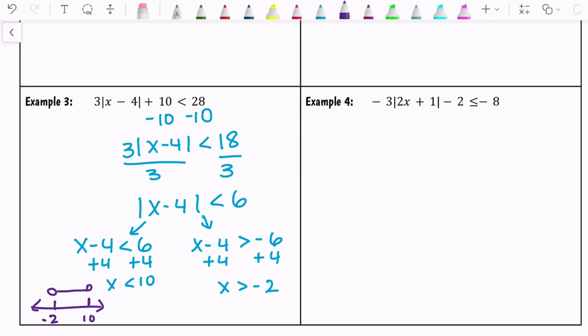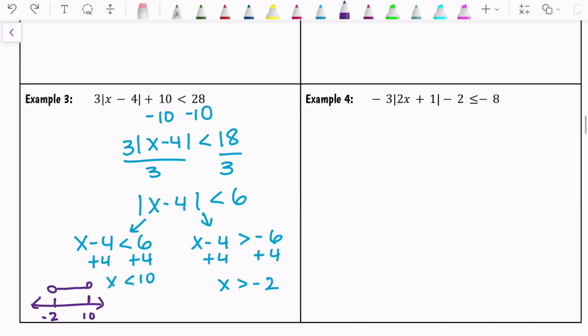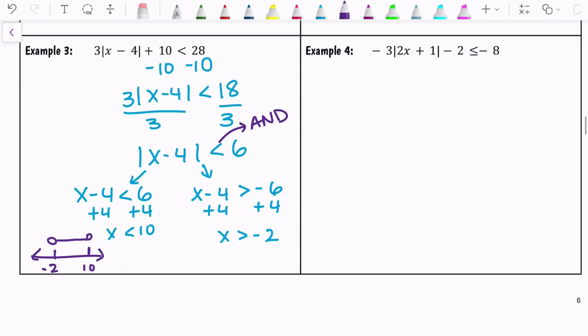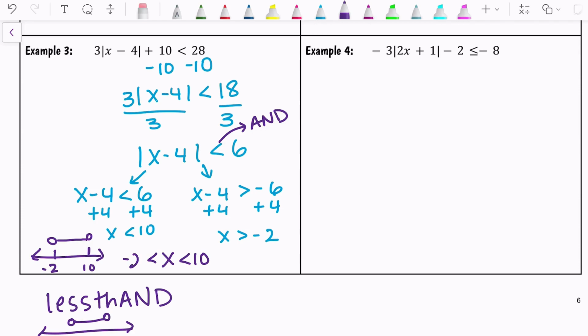When you are at this step in the problem where you have gotten the absolute value alone, you should look at the symbol. If it's less than, then it's going to be an and problem, which means it's going to overlap. So maybe take a note that if it's less than, it's always going to look something like this, and we're always going to write our answer as a compound inequality. So this one's going to be x is less than 10 but greater than -2.